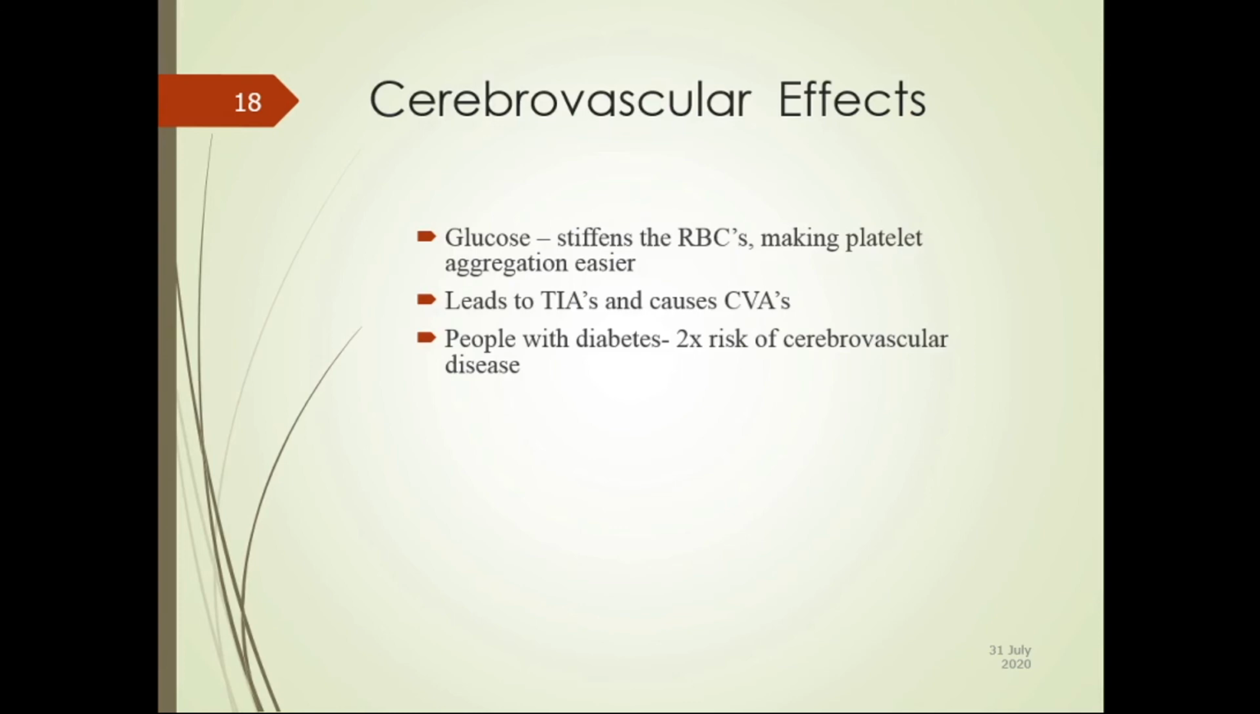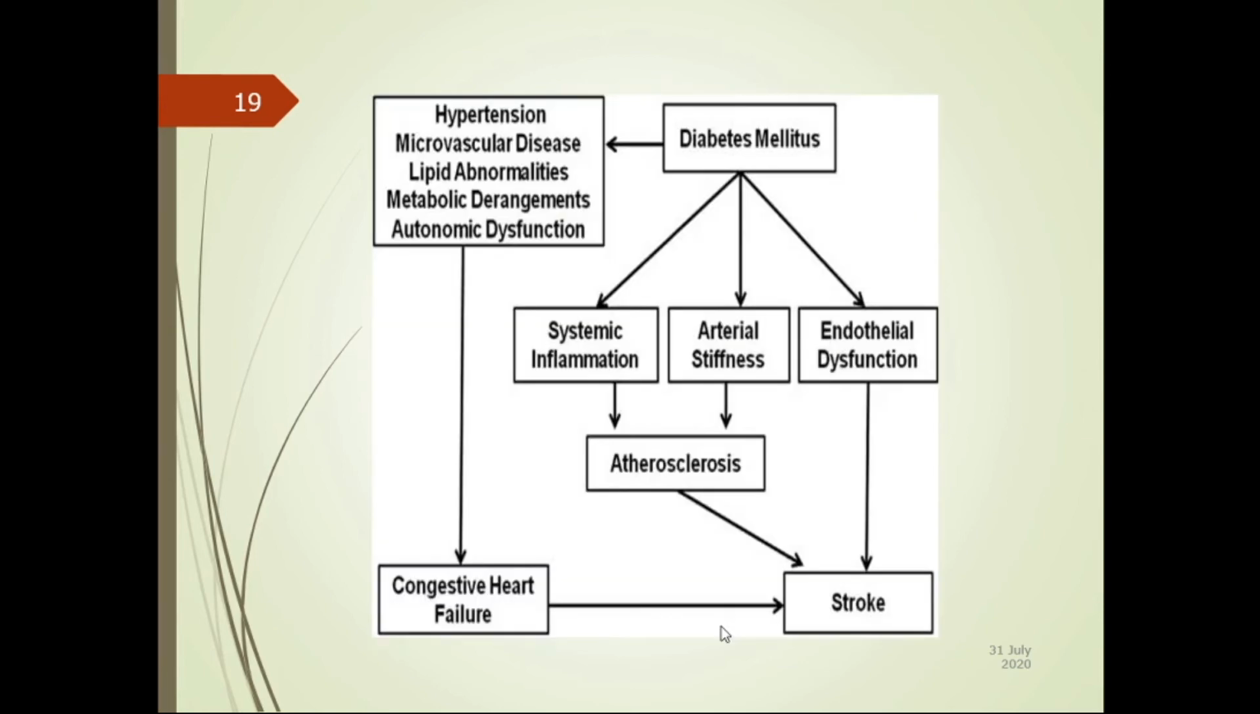People with diabetes have a 2 times increased risk of cerebrovascular disease compared to their non-diabetic counterparts. So this figure shows just a cascade of the pathology of cerebrovascular accidents. As we know, diabetes with its complications of atherosclerosis and hypertension leads to obstruction of blood vessels in the brain, leading to either ischemia or hemorrhage, and this leads to stroke. So the eventual thing is stroke.